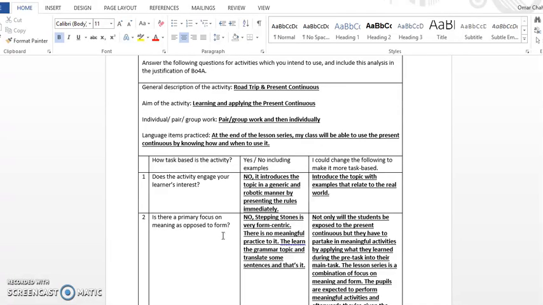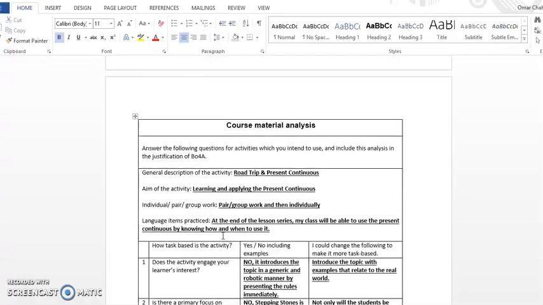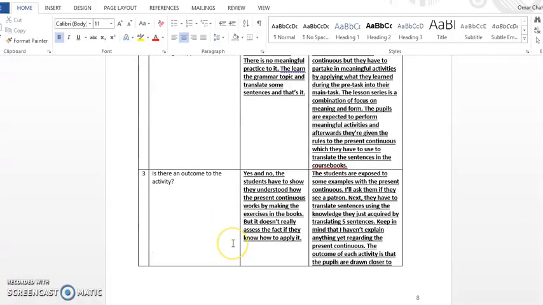So that's where the first challenge for me was: how can I make grammar and the present continuous more fun and more challenging for them. So I could change the following to make it more task-based by introducing the topic with examples that relate to the real world. As I've mentioned in my essay, which you can read later on, the students had to design a road trip for me.